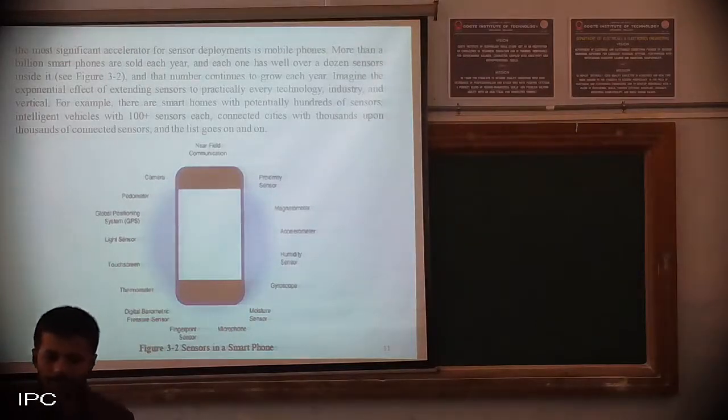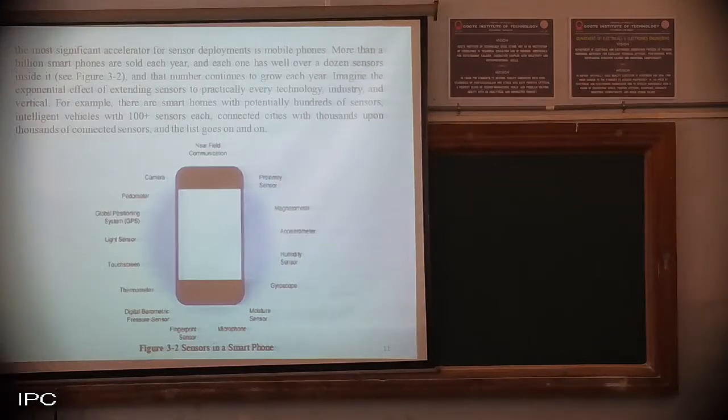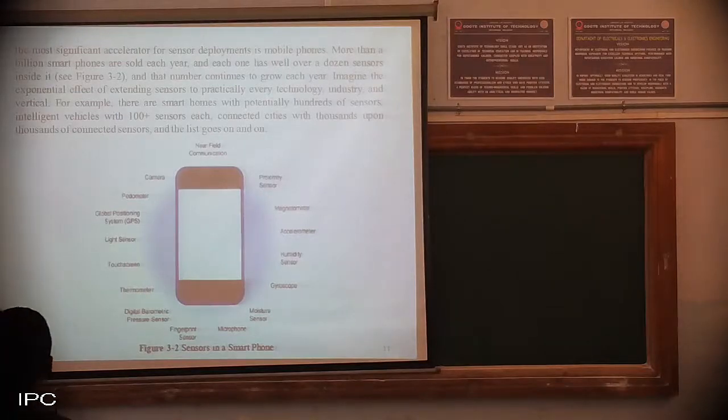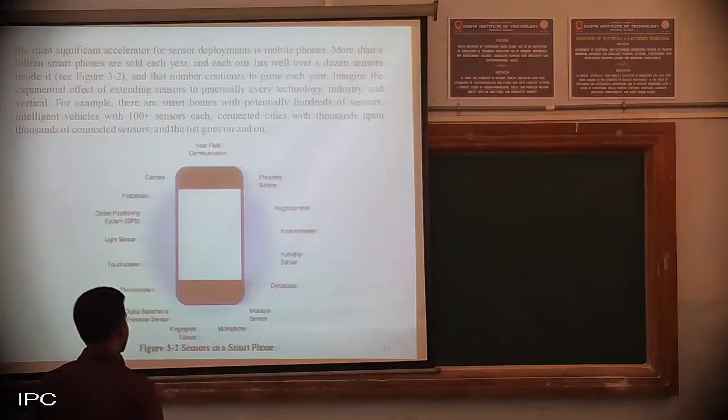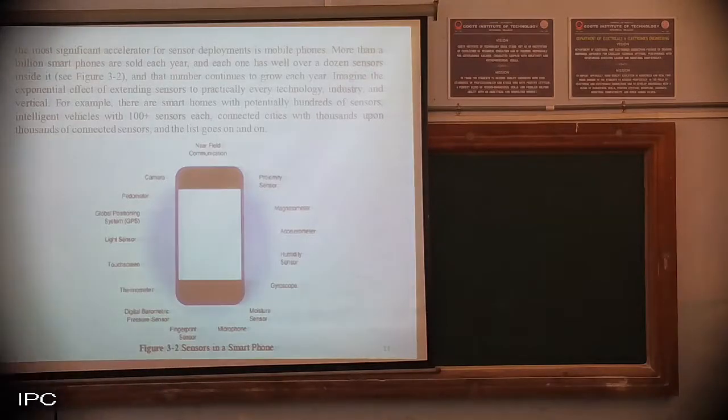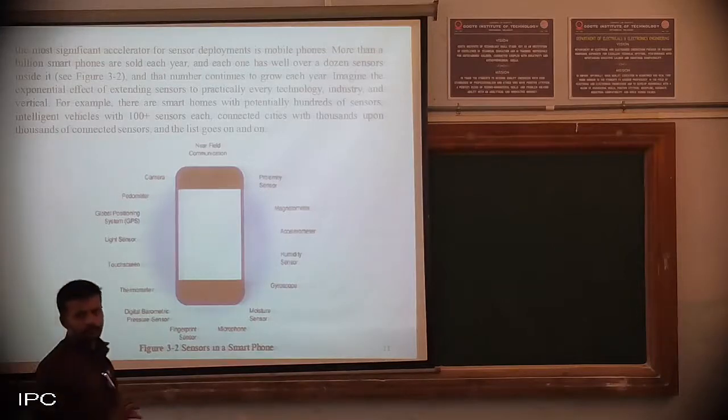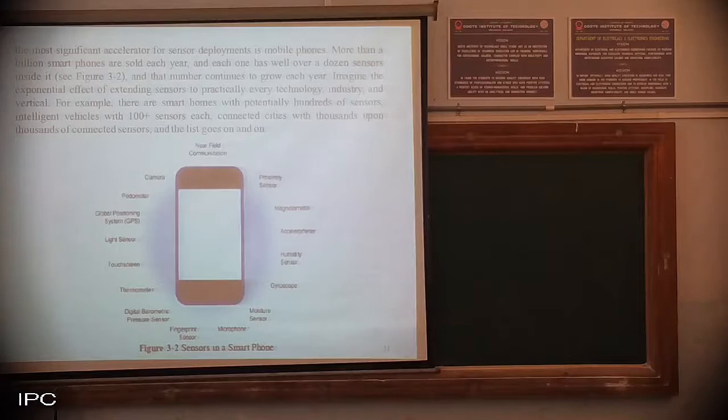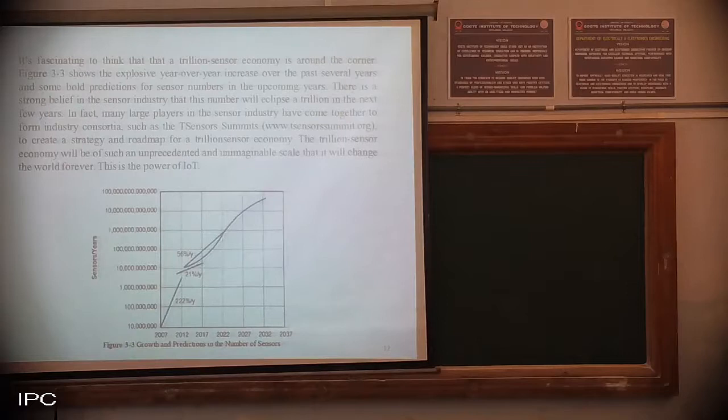Those information can be gathered by the GPS, the global positioning system. Then the pedometer and the camera. These are also different sensors, the camera used for capturing images. This is what our regular smartphones have.